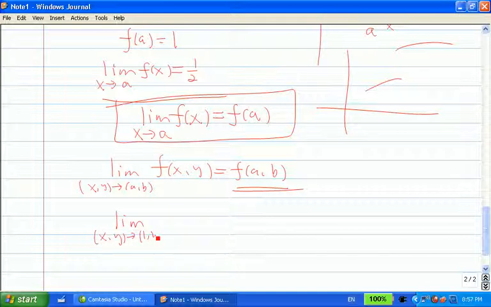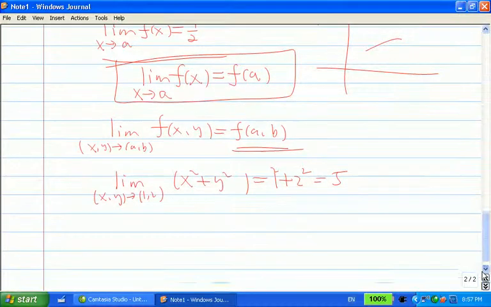For example, to find this limit, this is a nice function, it's continuous. So to find this limit, simply plug a number in: let x equal 1 and y equal 2. So you got 1 squared plus 2 squared, which gives you 5.